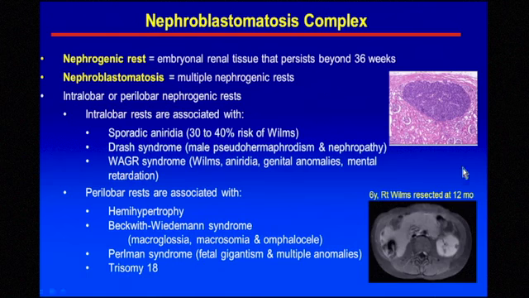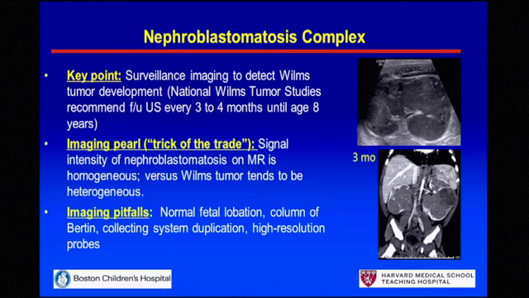So the example here on your right is a baby or a child who'd had their right kidney excised for Wilms tumor, and we knew the left kidney was at risk of developing a secondary tumor, and sure enough, there's a tiny little nephrogenic rest that required following over time. Happily, this did not develop into a Wilms tumor.